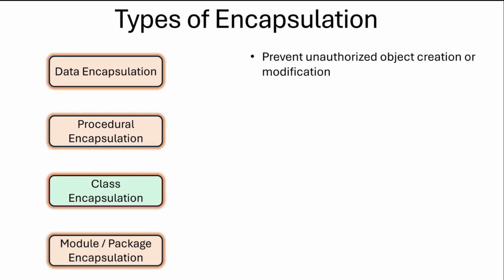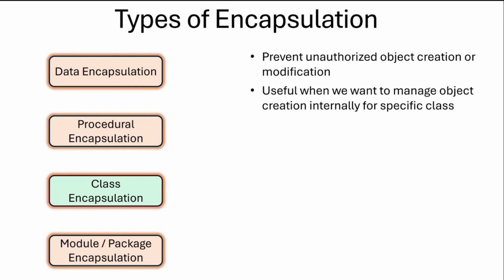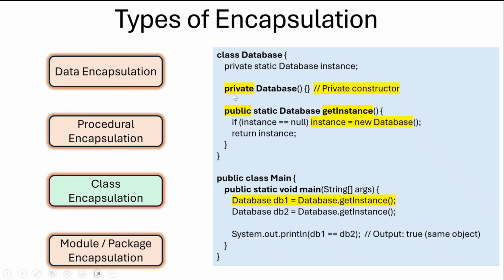Next is class encapsulation. It prevents unauthorized object creation or modification, useful when we want to manage the object creation internally for a specific class. For example, here you can see the constructor of the database class itself is private. So nobody can create an object of the database class from outside this database class. This is useful when we want to maintain the object creation in that class itself, like in a singleton pattern. Right? So this is encapsulation at a class level.